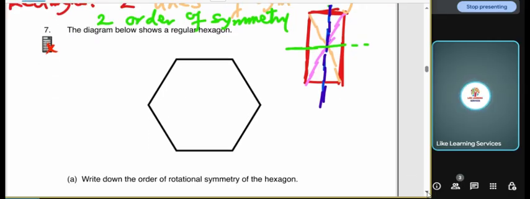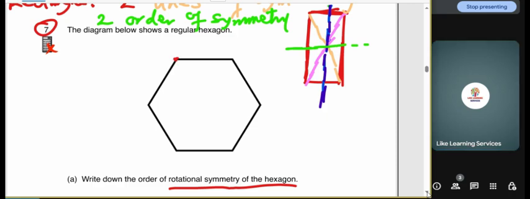How many will this one have? How many? This number 7. How many order of rotational symmetry? 6, of course. You can use the number of faces: 1, 2, 3, 4, 5, 6.